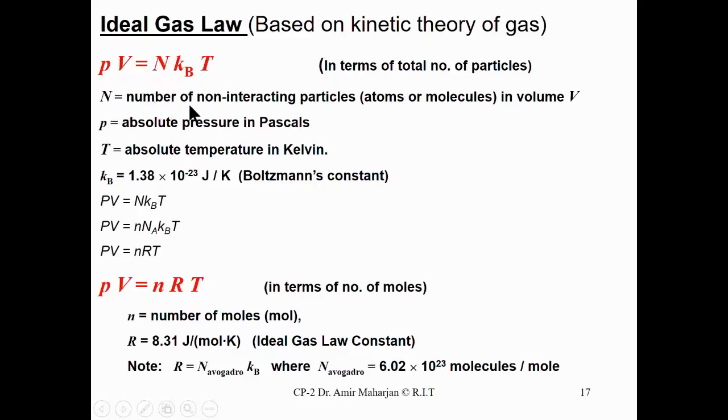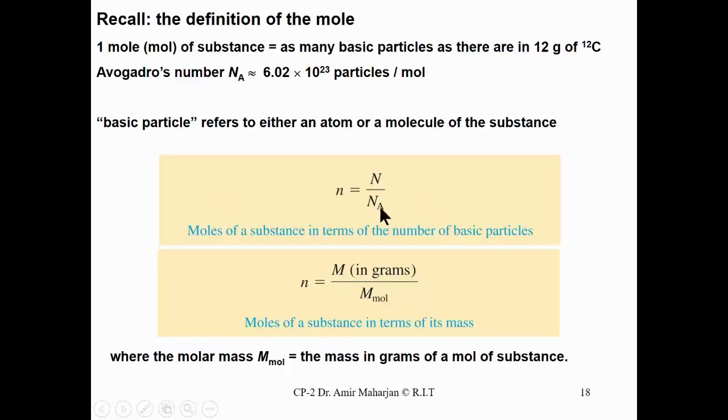Here, n is the number of molecules or atoms, P is the absolute pressure in pascals, T is the absolute temperature in Kelvin, and Kb is the Boltzmann constant. The second form of the ideal gas law is in terms of the number of moles. It says PV = nRT, where n is the number of moles and R is the universal gas constant, always constant, 8.31. So what's the number of moles? One mole of any substance has that many basic particles. That's how you define moles. That many basic particles, whether atoms or molecules, make 1 mole.